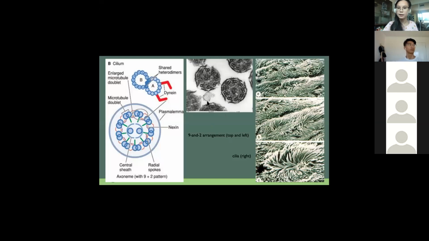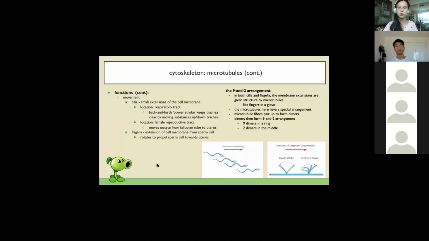And these cilium fibers then will provide structure to the cilium and the flagella, sort of like fingers in a glove. So if you think of your fingers as the cilium microtubule fiber and the glove itself as the cell membrane, the fingers are giving the glove some structure, and it helps the glove to move or bend in the way that the fingers want, basically. So, yeah.